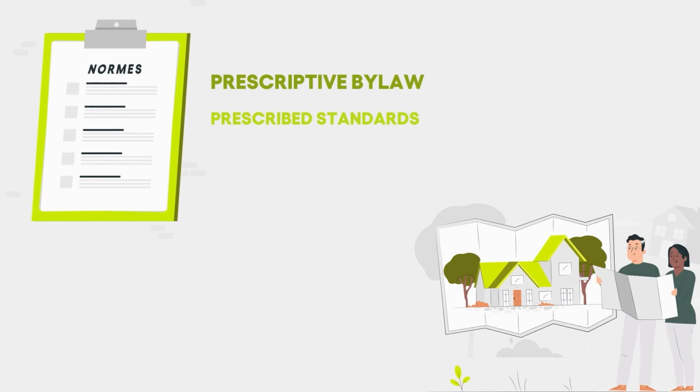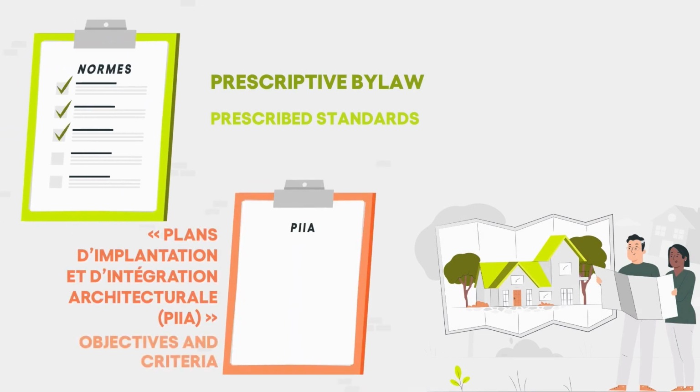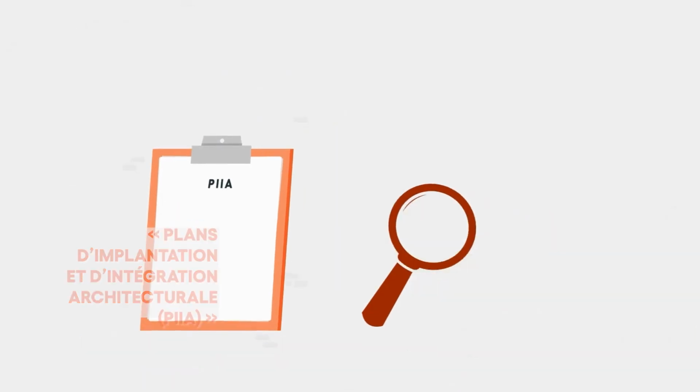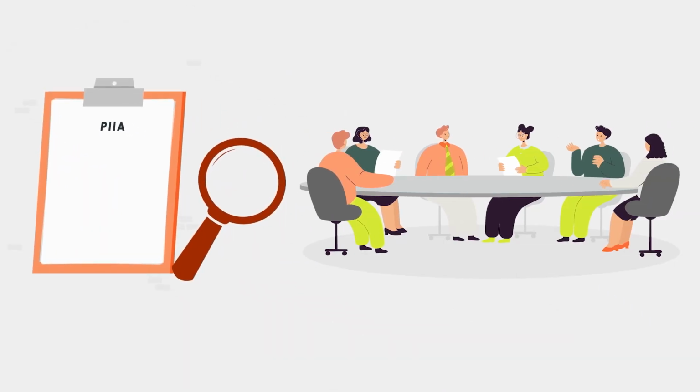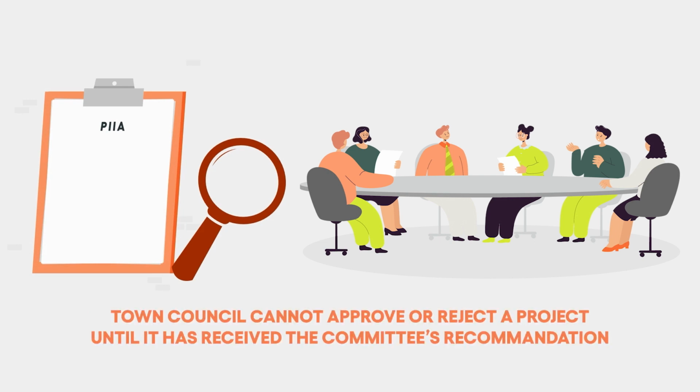Usually, all projects are subject to prescribed standards that they must meet. The PIIA allows for the addition of specific conditions to a project when a building permit is requested. It therefore allows for projects to be evaluated from a more qualitative perspective. When a project is submitted to this qualitative lens, the CCU is tasked with evaluating the project. Town Council cannot approve or reject a project until it has received a recommendation.